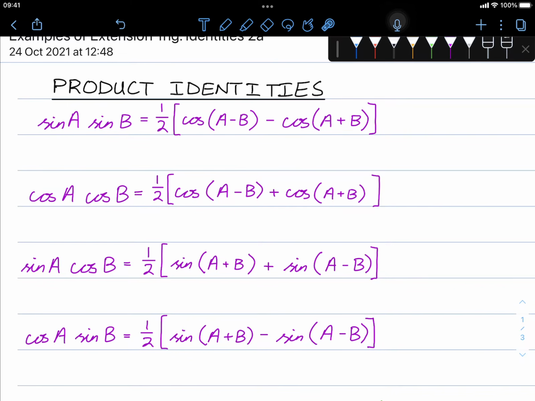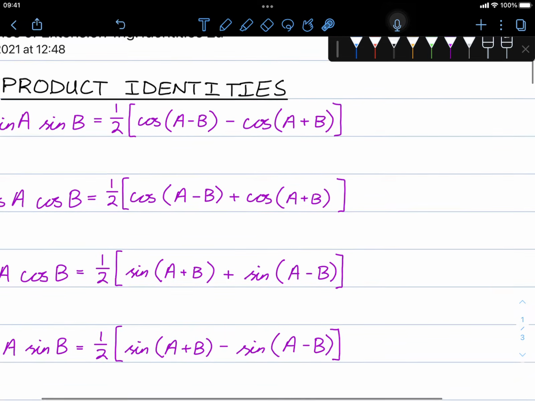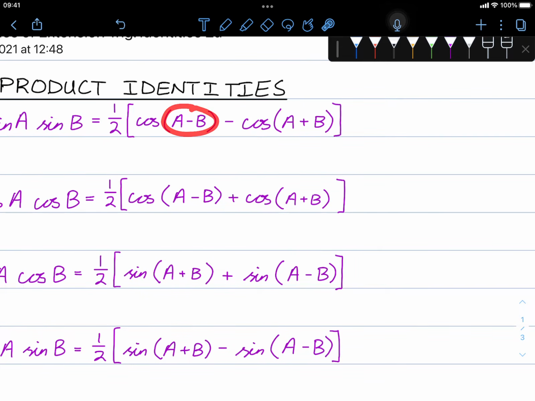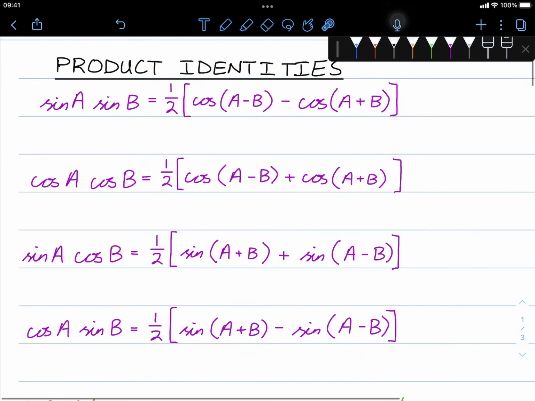If you haven't watched the proof of these identities, you don't really have to, but a quick way to remember these is as follows. Sine A sine B, cos A cos B, these are the same. Sine sine, cos cos. To remember this, if they're the same, it's always because. Why are they the same? Because. And for both of them, notice how the A minus B is first, A plus B is second, and the only thing that's different is the sign between them.